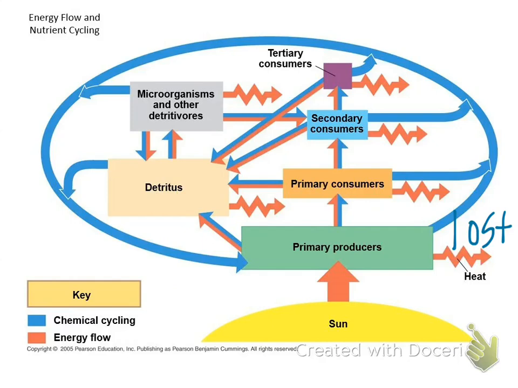It is lost, and we continue to get more and more and more from the sun. Okay, so the red line represents energy. From the sun, up, lost as heat. And you got the 2 laws, right? The blue line, on the other hand, represents matter: water, nitrogen, carbon, oxygen.